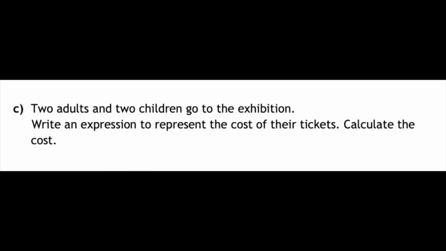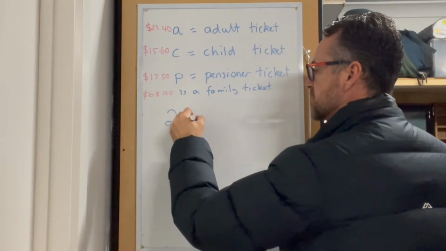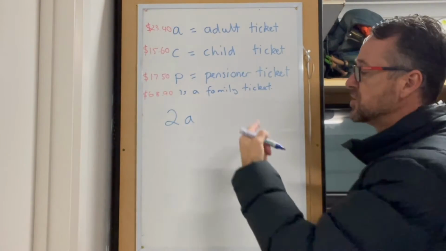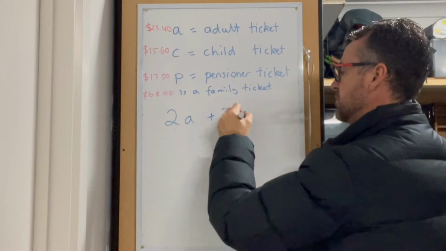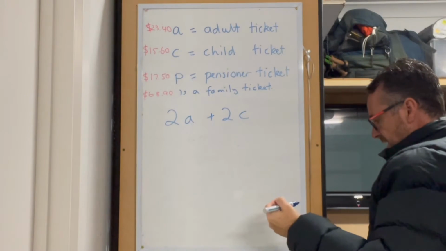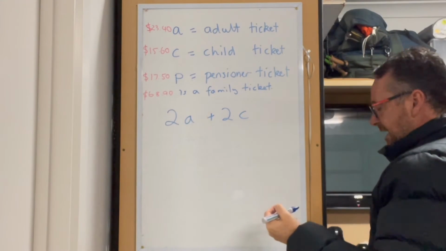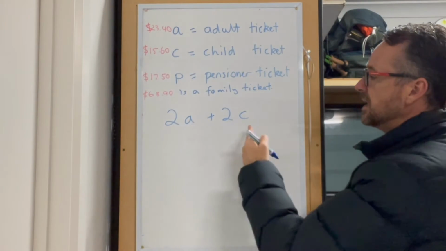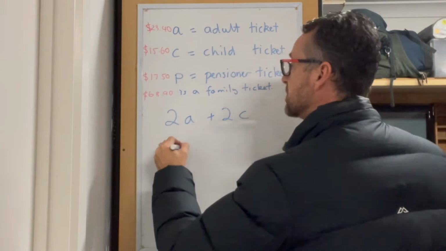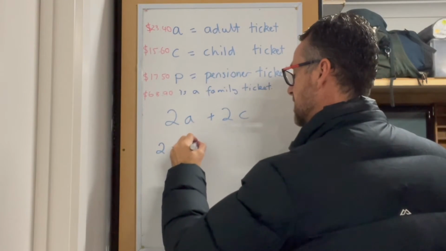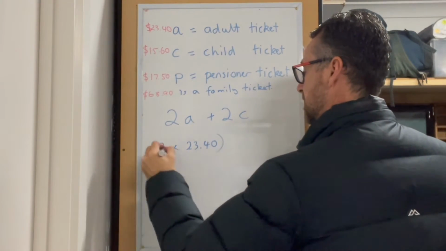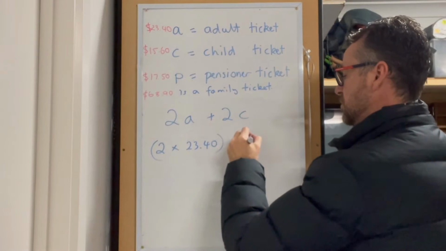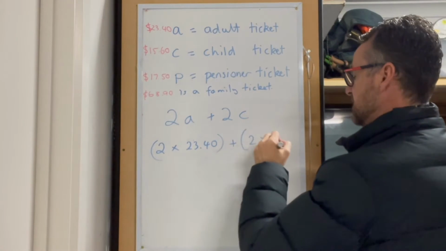Part C asks us to write an expression for 2 adults and 2 children. So thinking back to our original, 2 adults was actually in the original expression we were given. 2 adults plus 2 children would be the expression that we could write, so 2A plus 2C. And then we could use substitution to find out the cost of what that's going to be. So that's going to be 2 multiplied by 23.40 plus 2 multiplied by 15.60.